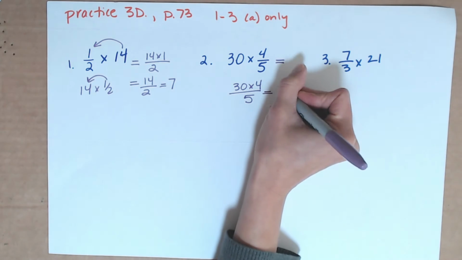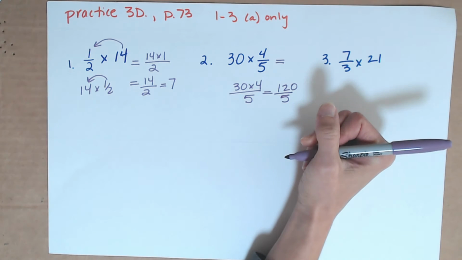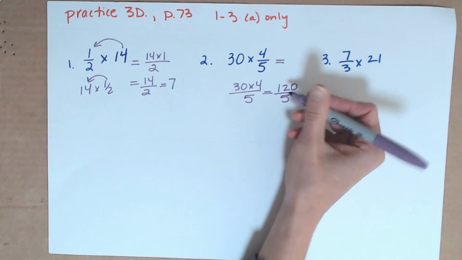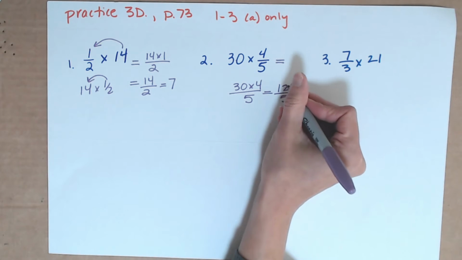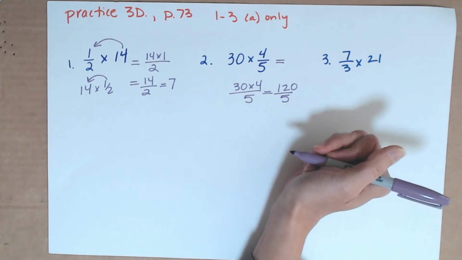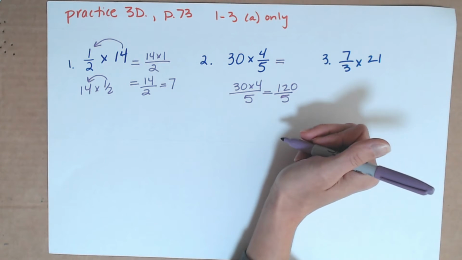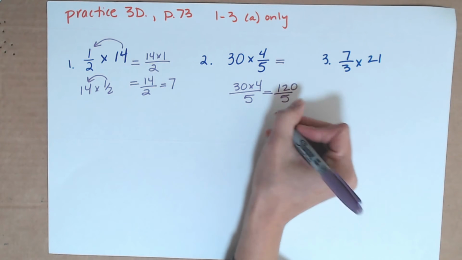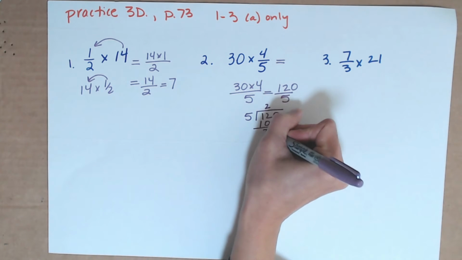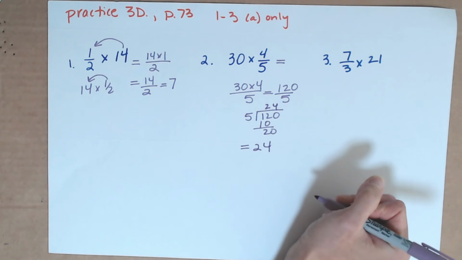So 30 times 4 is 120 over 5. Okay, so we need to simplify this. I know that 5 is a factor of both. So I know that 120 divided by 5 is actually going to be a whole number because it ends in a 0. Any number that ends in a 0 is divisible by 5. So I'm just going to divide it out. And I get 24. So the answer here is 24.